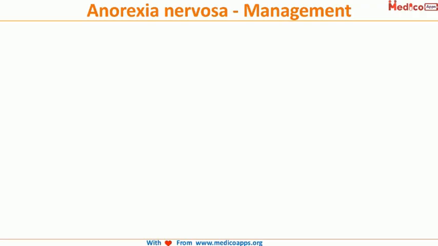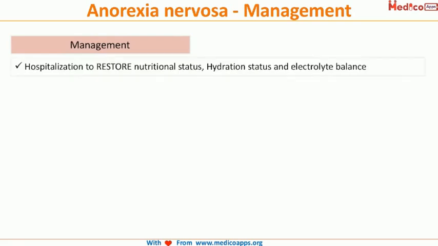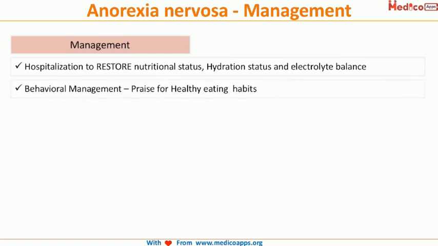Let's move to the management of anorexia nervosa. So the management is primarily, sometimes you may even have to hospitalize the patient to restore the nutritional status, hydration status, and electrolyte balance. You have to remember, these patients are usually secretive. They will refuse treatment. So sometimes when they come, their nutritional status is completely off the charts. So you may have to admit them to take care of their nutritional status, hydration, and electrolyte balance.